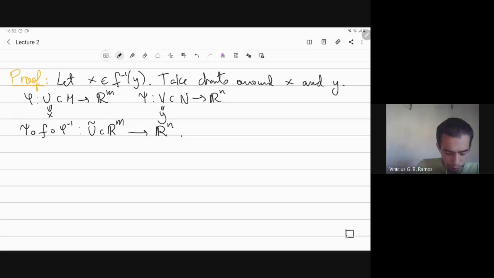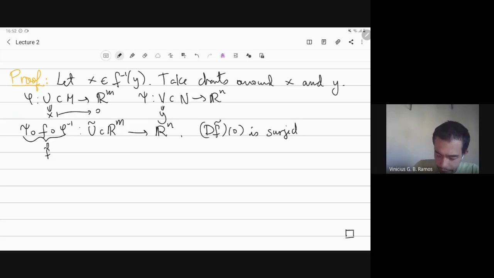And the point is that by the assumption, I can just assume that x goes to 0. Doesn't really matter, but anyway, we assume that the derivative of f tilde at 0 is surjective. That's the assumption of y being a regular point. Okay, and we can assume, for example, that y goes to 0.